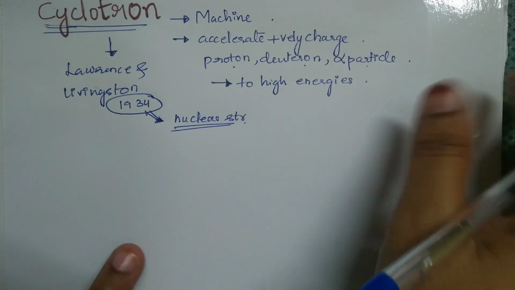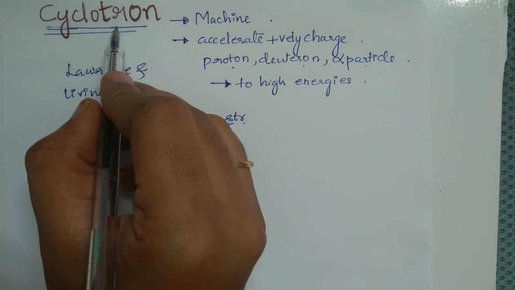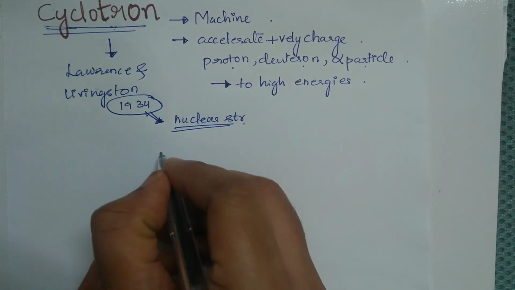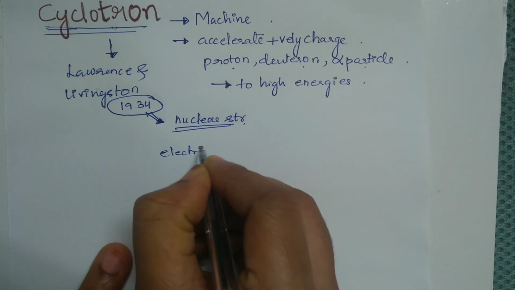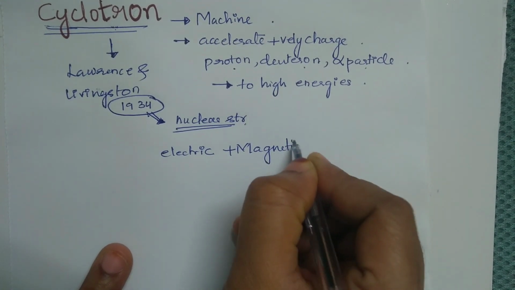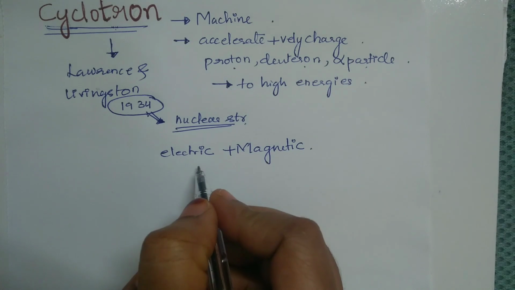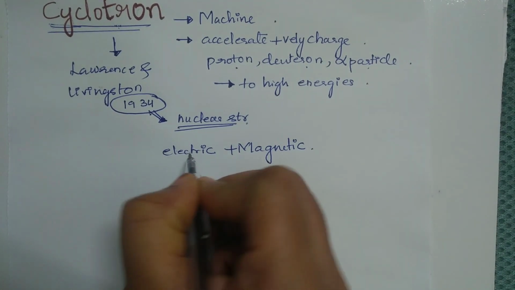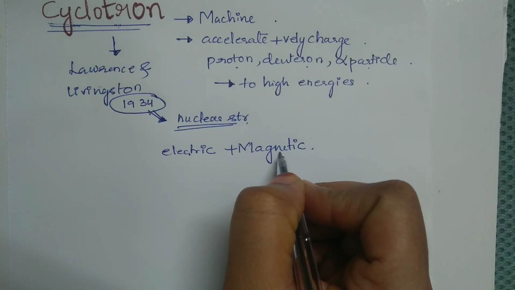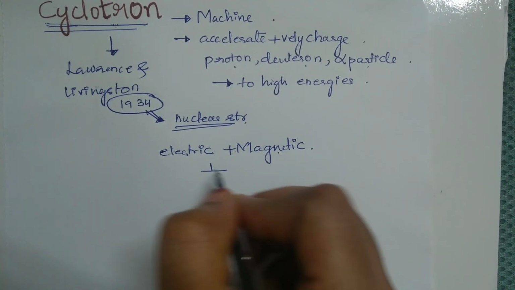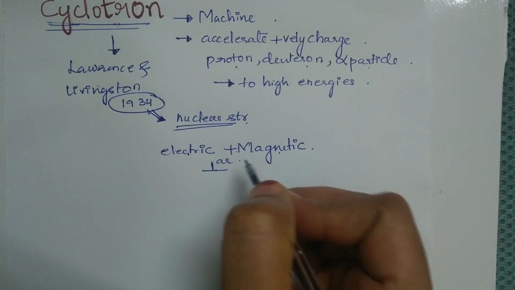So here, in the cyclotron, the charged particles move in both electric as well as magnetic field. This is a very interesting concept in the cyclotron. The charged particles move in both electric and magnetic fields, which are perpendicular to each other. So the magnetic field and electric field are perpendicular to each other.